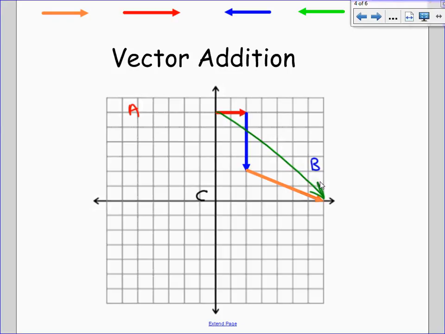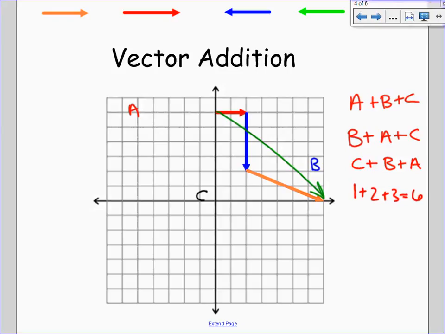Now, it does not matter which order you add things. We added it in order of A plus B plus C. But we could have added it in order of B plus A plus C, or C plus B plus A. This comes from math. Just like 1 plus 2 plus 3 equals 6, so does 3 plus 1 plus 2. It doesn't matter which order you go in.